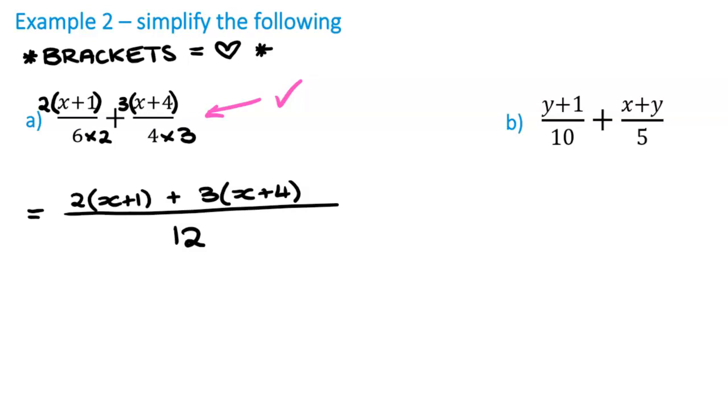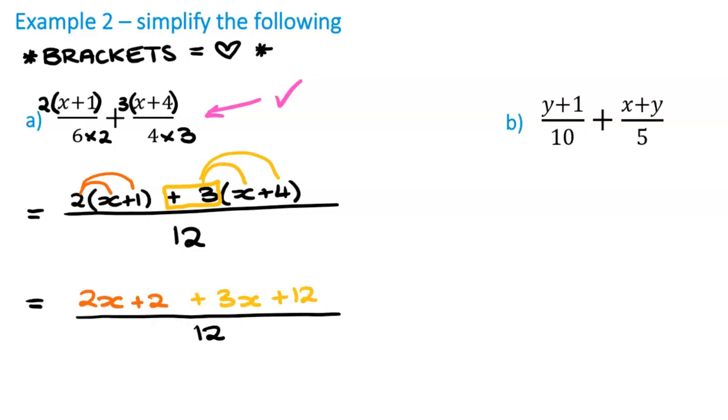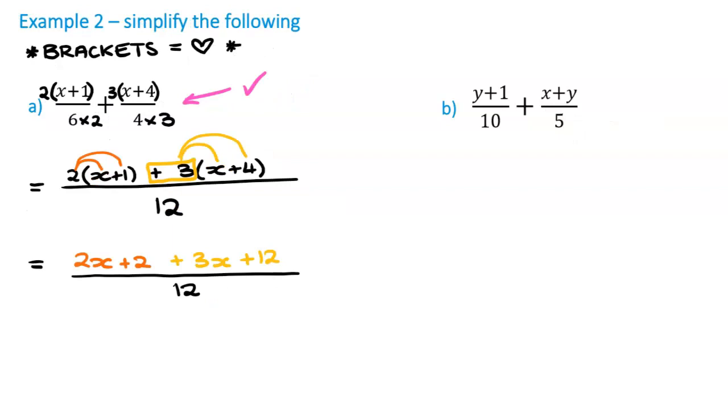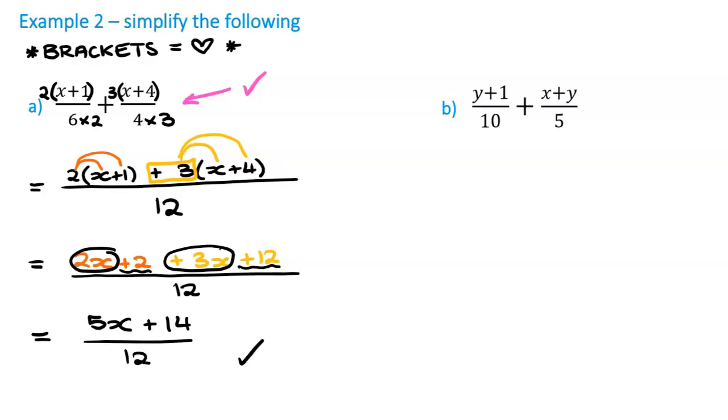Oh, we now have, it looks like, some single bracket expansion. That is delightful. So let's expand that out. We've got here 2 times x and 2 times positive 1. Now with the second bracket, we've done expansion like this before. Remember that this positive sign, when we're expanding that bracket, belongs to that 3. So we've got positive 3 times x, so plus 3x, and then positive 3 times 4, so plus 12. Denominator of 12. Now we go about collecting like terms. So this is our final answer.